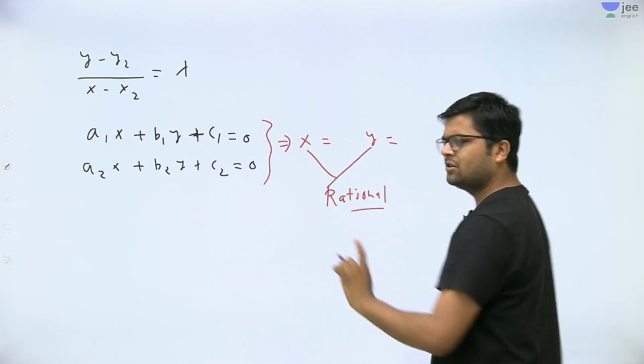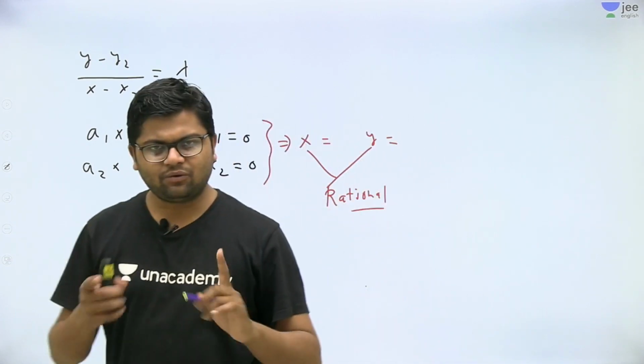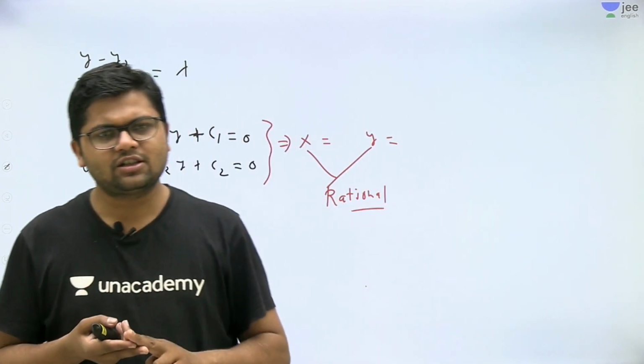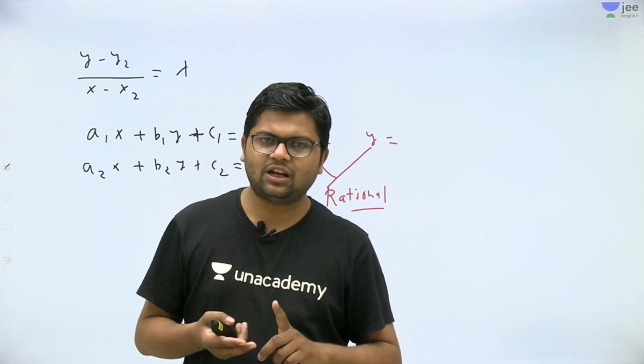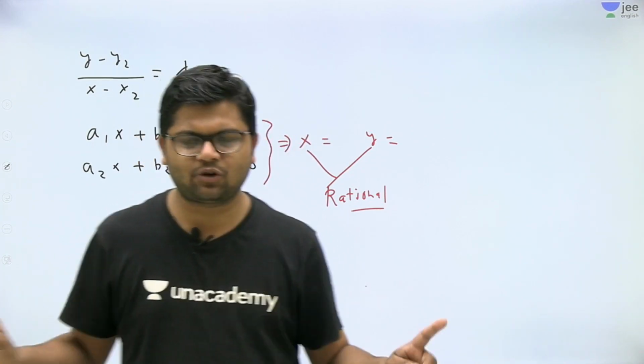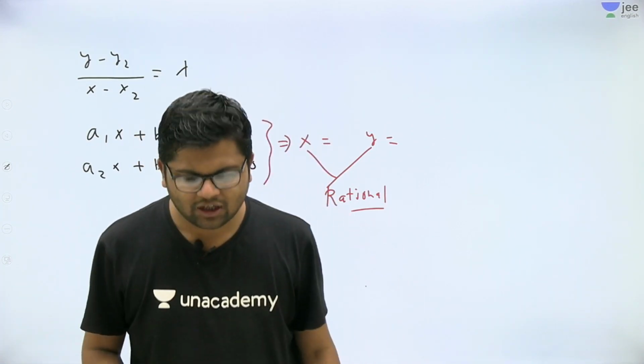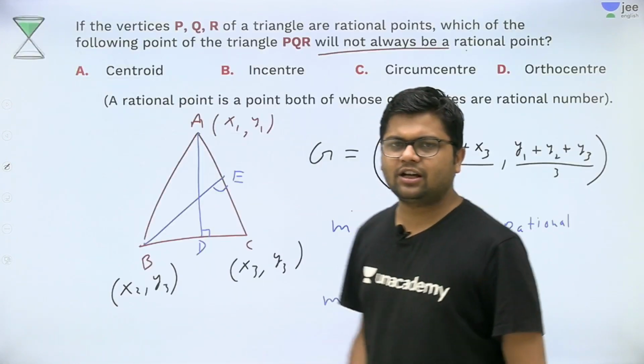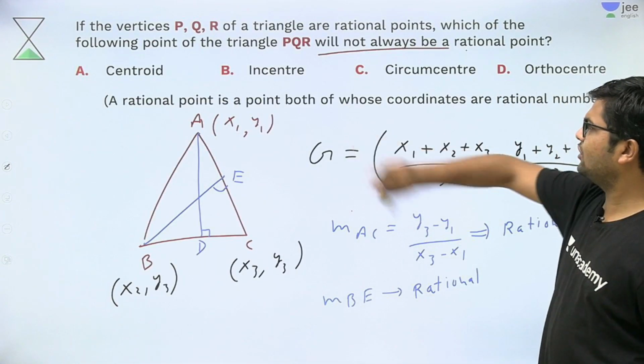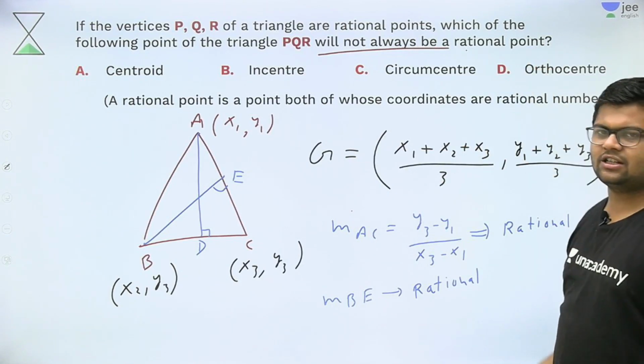You got the point that if I solve these two equations, then the point of intersection will have rational points. That is for sure. So till now what I have proved is that the centroid is rational and the orthocenter is rational.